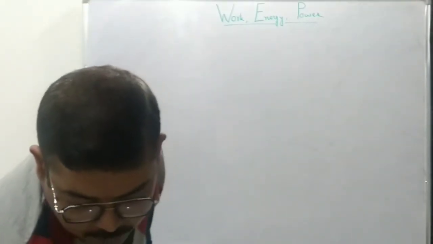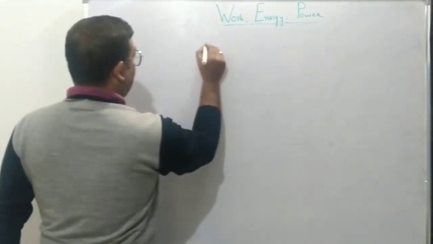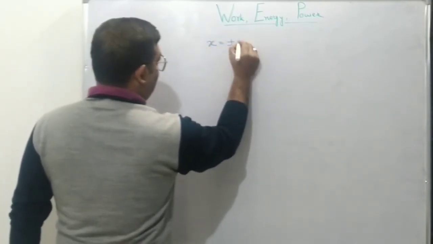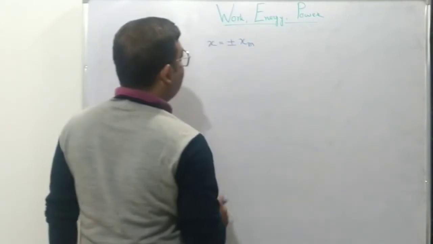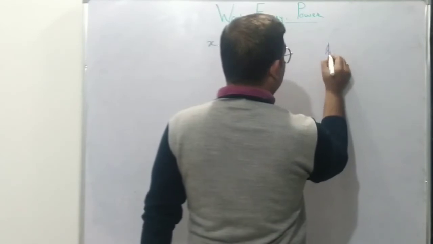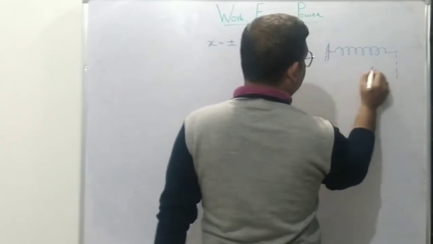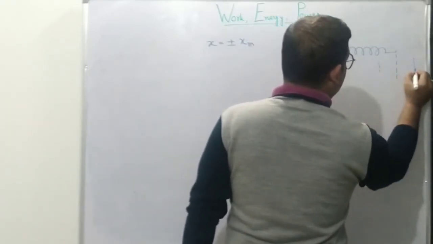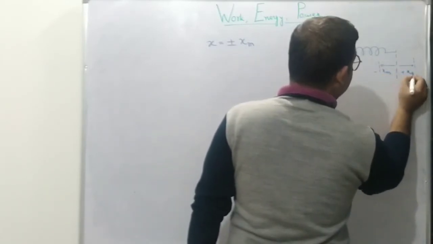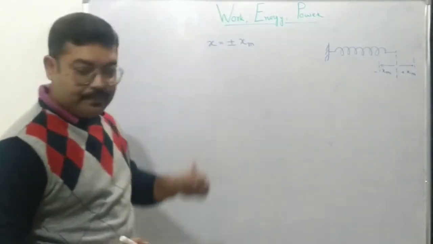So what we are going to try to find out now is, let us say a spring is extended or compressed to a maximum distance of xm. That is to say, we have a spring here, right? This is its mean position, and this is minus xm, and this is plus xm. So maximum displacement on either side is xm.